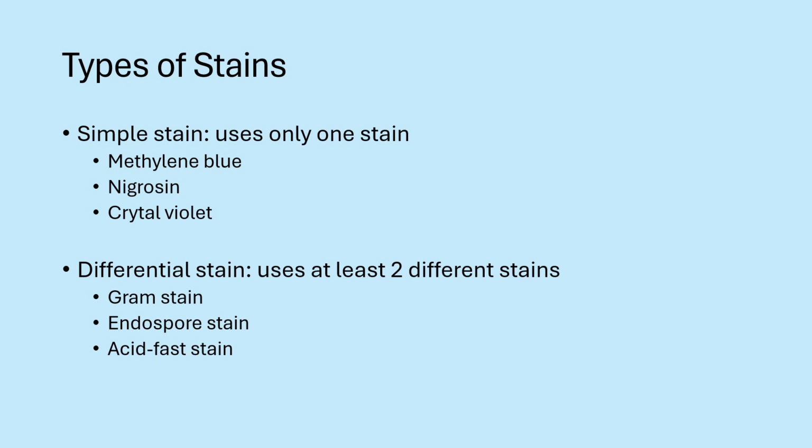A differential stain, you're using at least two different stains. So that means you're going to have two different colors in there. You can differentiate between things. Some examples are gram stain, endospore stain, and an acid-fast stain. So from a differential stain, you can still determine the size, the morphology, and the arrangement, but because of the color difference, you're going to be able to determine something else from it. Endospore stain, you'll be able to determine, does it have spores or not?